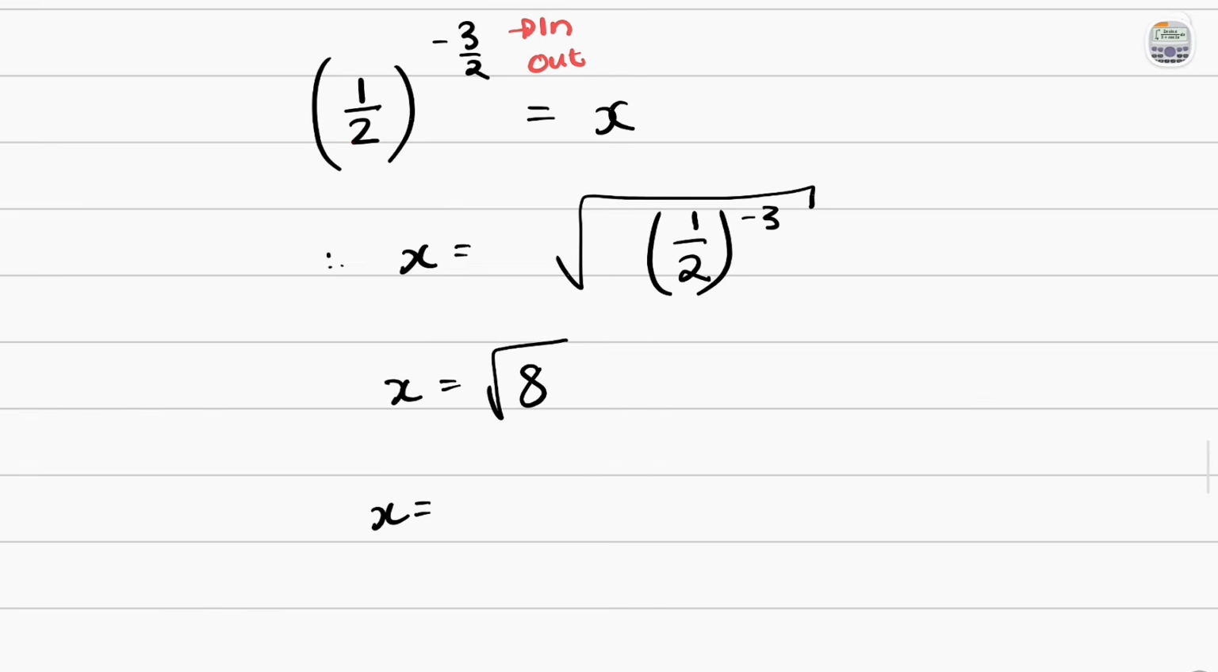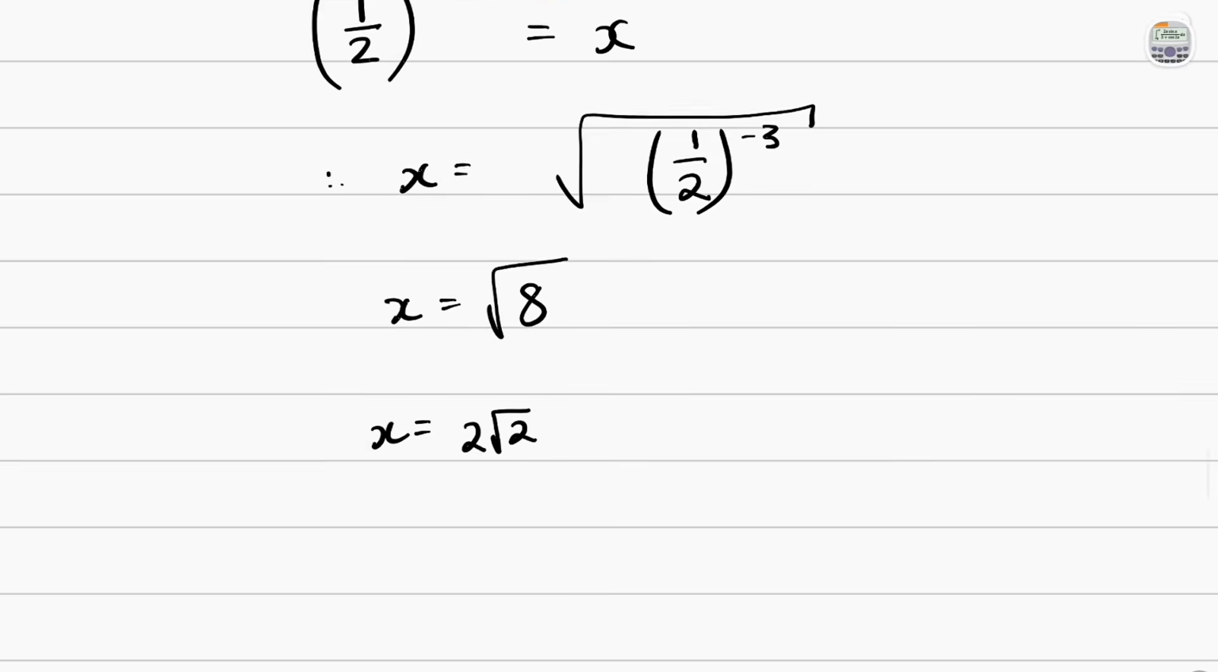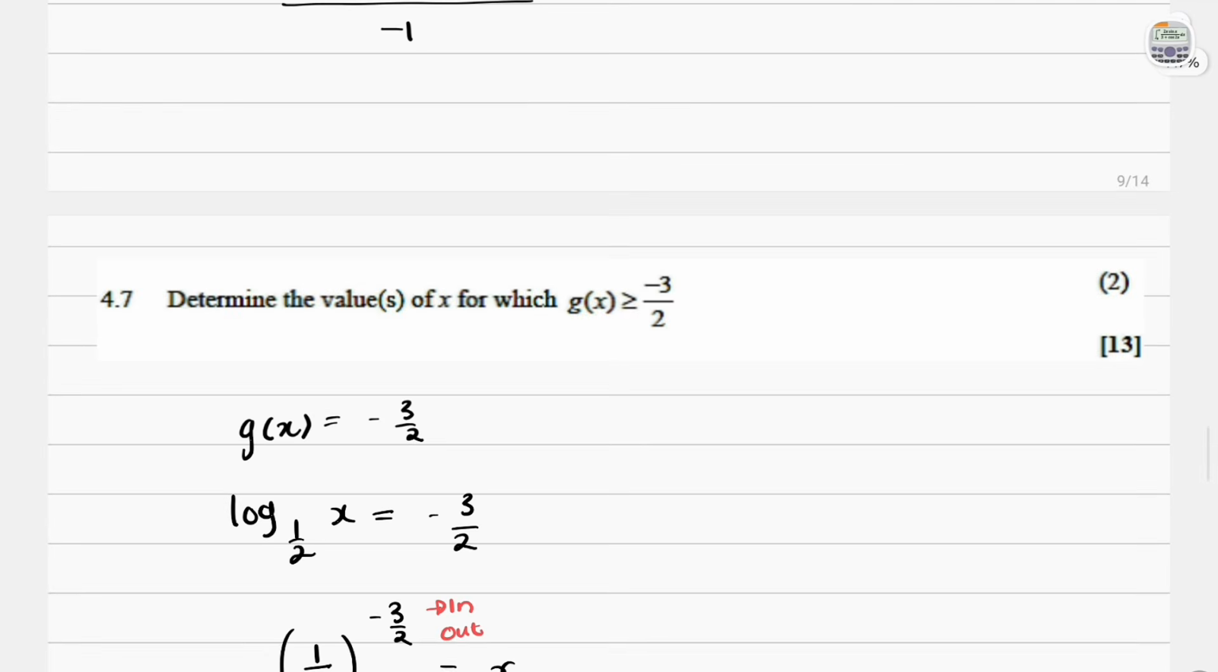And square root of 8, as I said, is simply just 2 square root 2. Because square root of 8 can be square root of 4 times 2, but the square root of 4 is 2. So this is what we have. x is equal to 2 root 2.